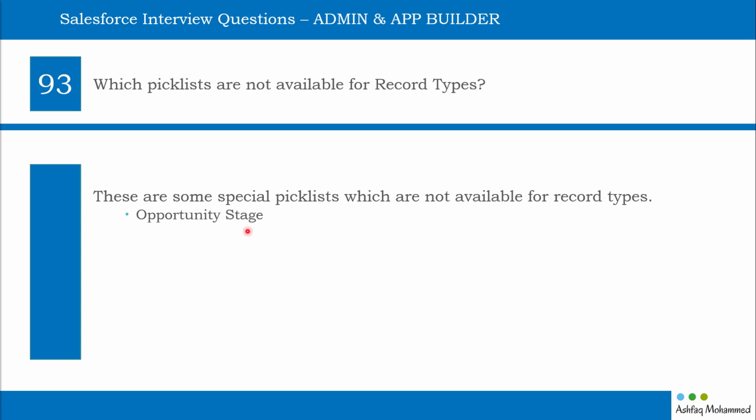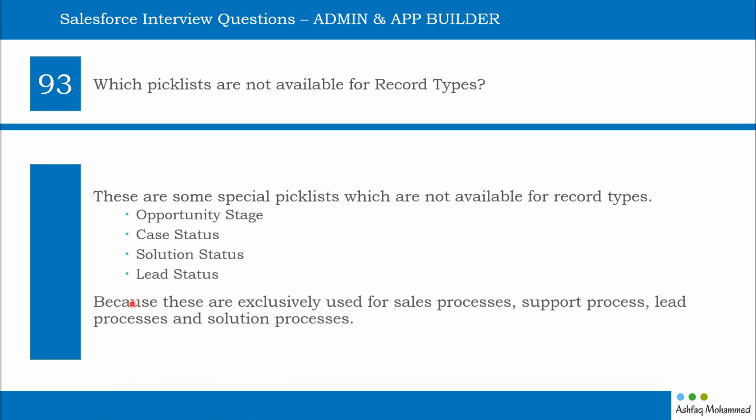These are opportunity stage, case status, solution status, and lead status. These are the four, because they are exclusively used for the sales process, support process, lead process, and solution process. That is the reason we cannot do anything to these in record types. Go ahead and try record types as well as processes, lead process, solution process, case process, and opportunity process, and see how it works. This is also really important when you are implementing Sales Cloud and Service Cloud projects.